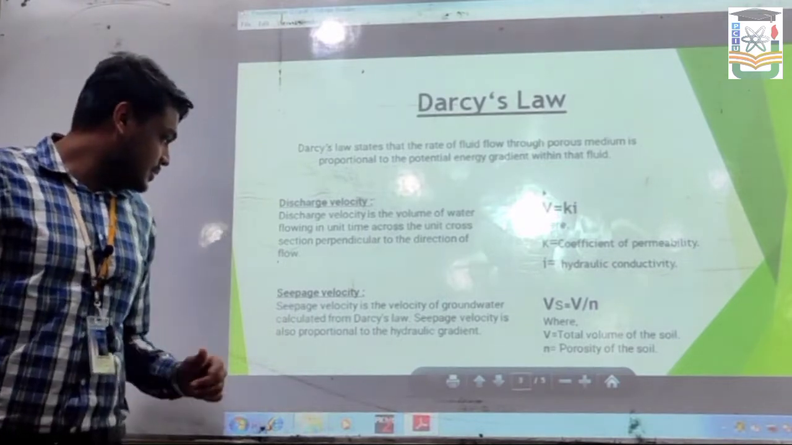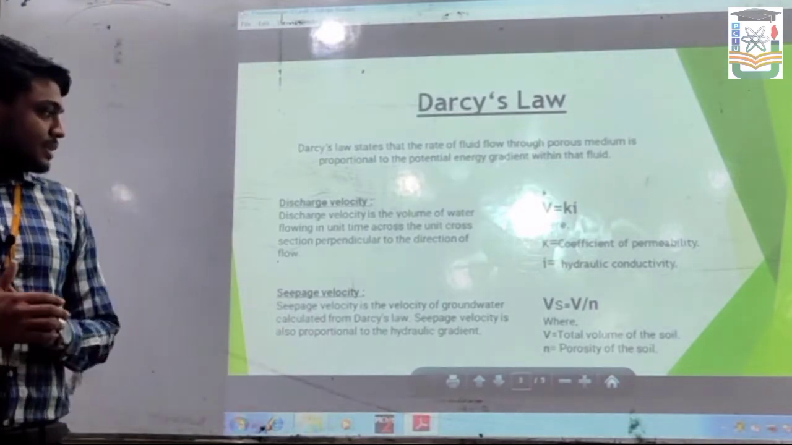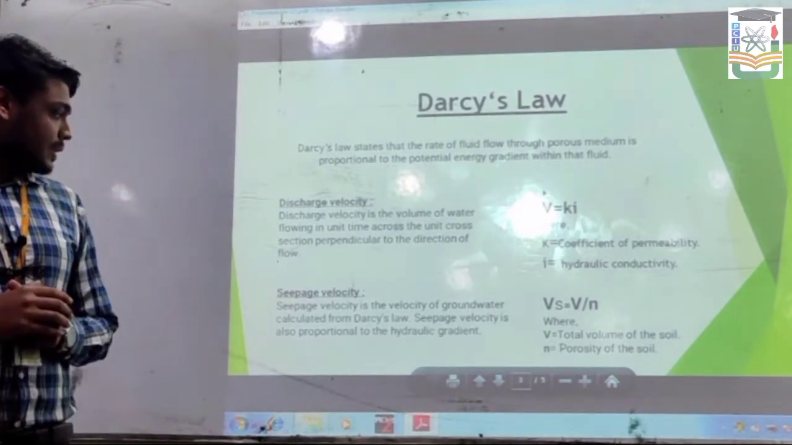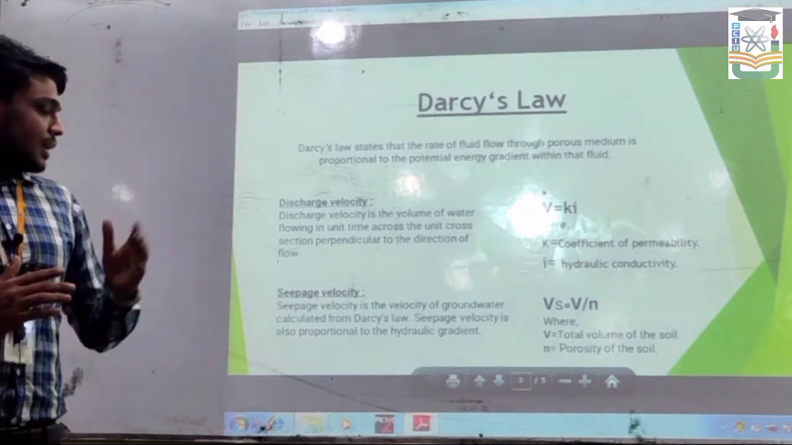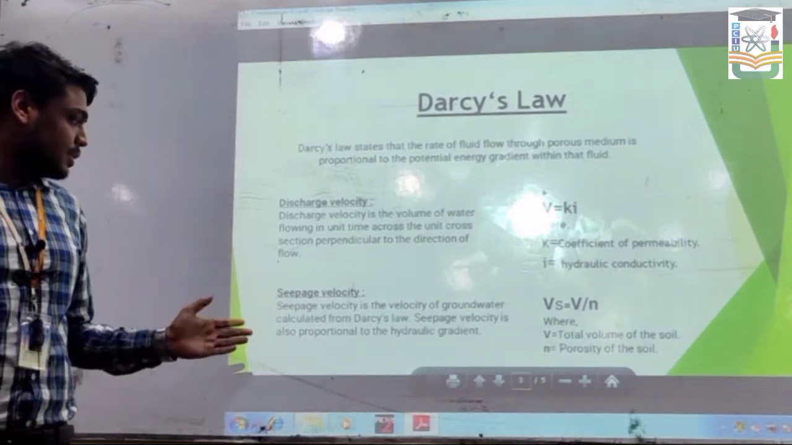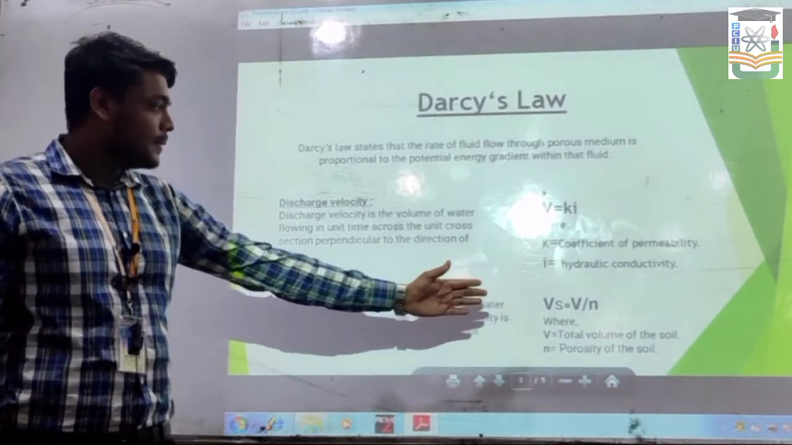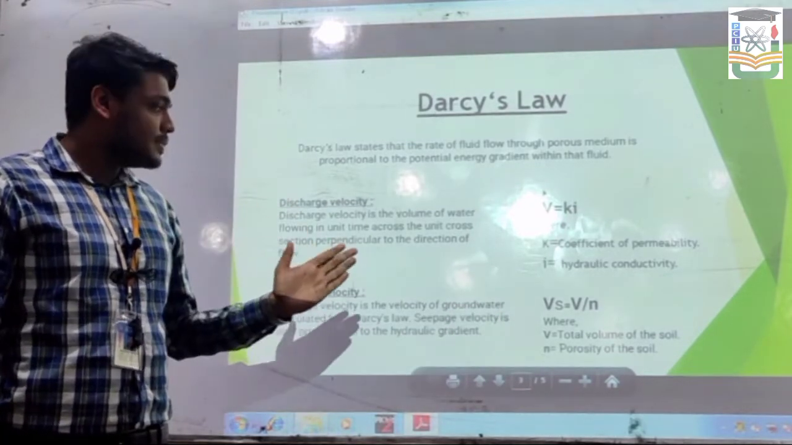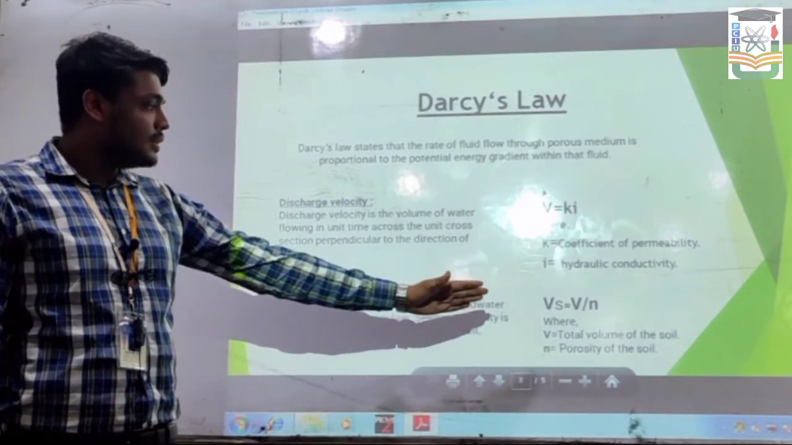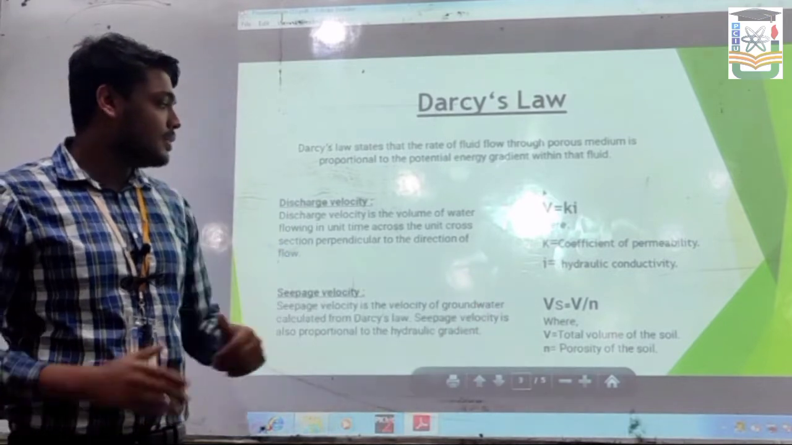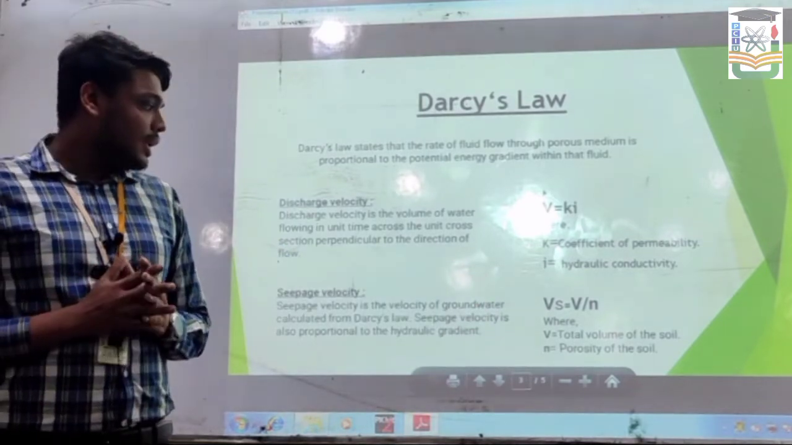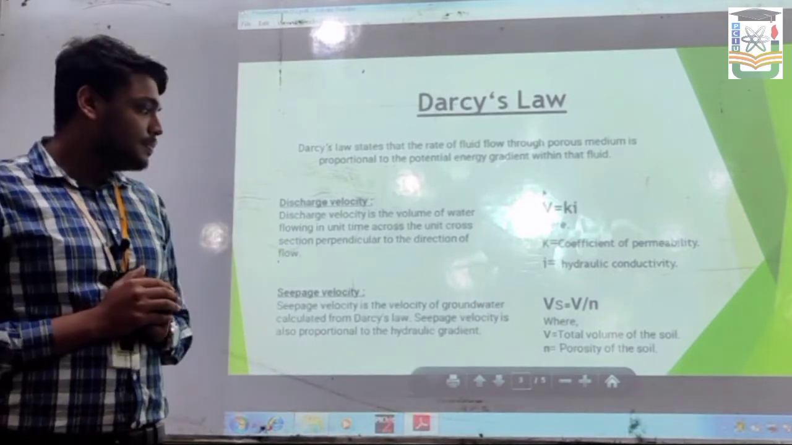And then the last topic, seepage velocity. Seepage velocity is the velocity of groundwater calculated from the discharge law. Seepage velocity is also proportional to the hydraulic gradient. Here you can see the equation of seepage velocity: Vs is equal to V divided by n, where V is the discharge velocity and n is the porosity of the soil.